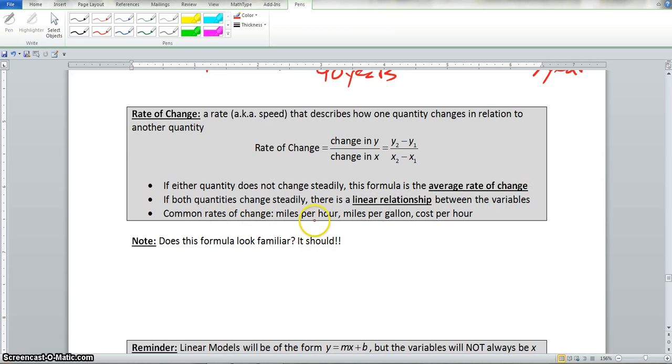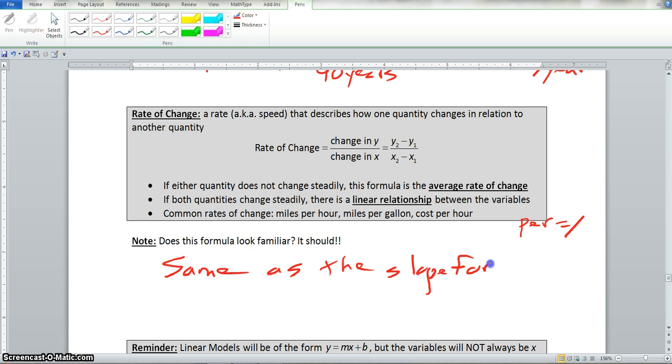Common rates of change are miles per hour, miles per gallon, and cost per hour. You need to know that. And one other thing you need to know, this word per is typically denoted by the division slash here. So when you see that in these problems, that means per. Now it says, does this formula look familiar? It should. It's the same as the slope formula. That's why it should look familiar to you.